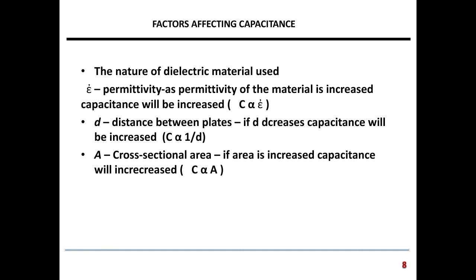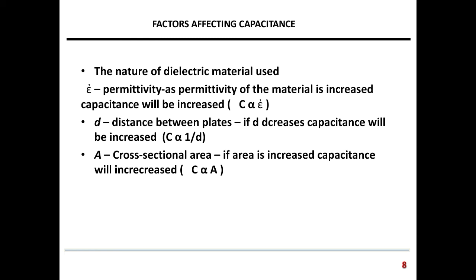The first factor is the nature of the dielectric material used. When the dielectric material is changed, we know that the permittivity of that material is going to change. According to the relative permittivity, the capacitance value is going to change, because capacitance value is directly proportional to the relative permittivity or permittivity of the dielectric material.